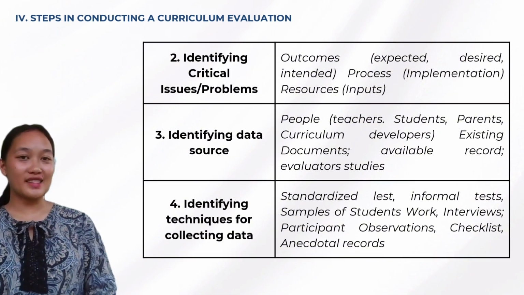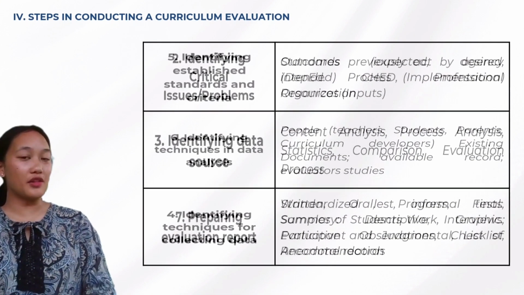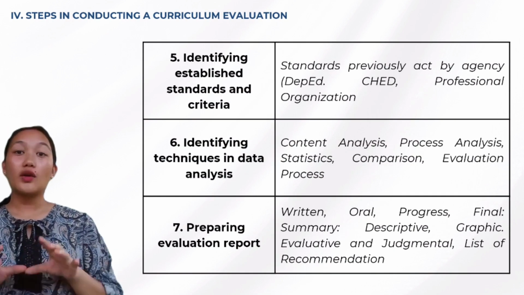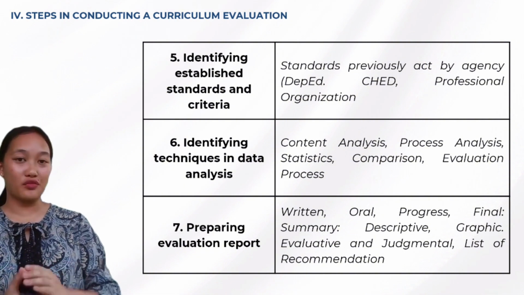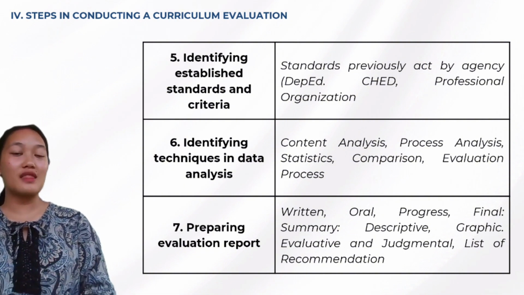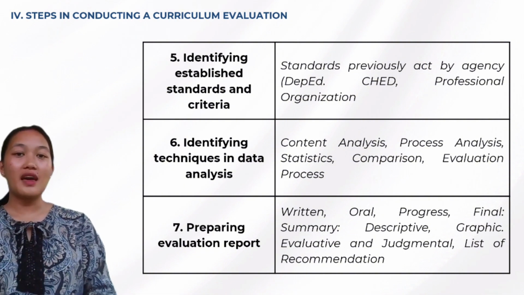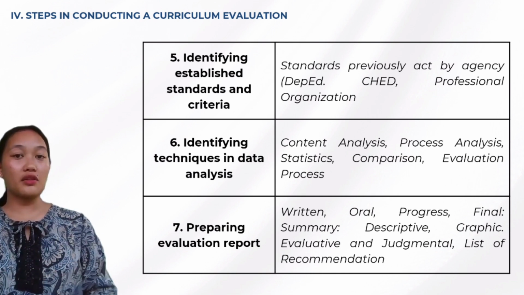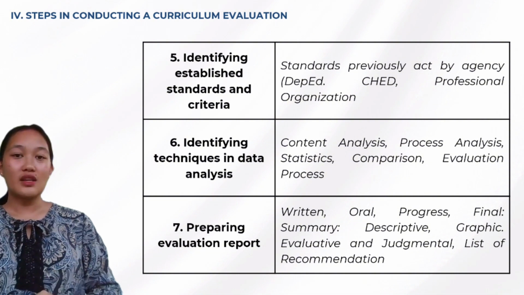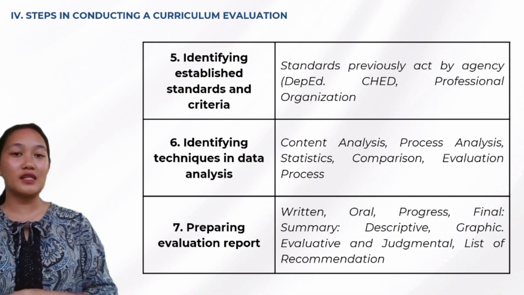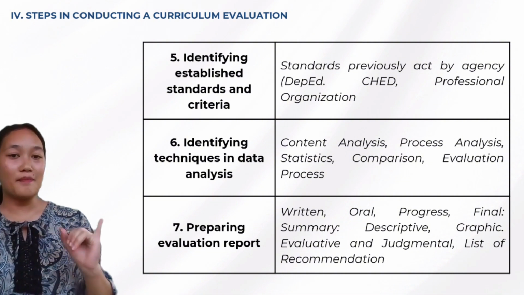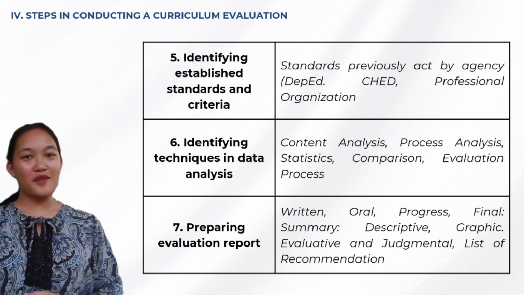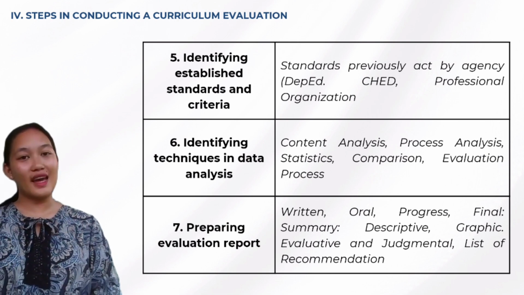Now, let's proceed to the next step, which is to identify established standards and criteria. So to judge the quality and effectiveness of the curriculum, you need to have a benchmark or point of reference. This step involves identifying the established standards and criteria against which you will evaluate the collected data. These standards can come from various sources, such as from the standards previously set by the agency like DepEd, CHED, and professional organizations. For the sixth step, we have to identify techniques in data analysis.